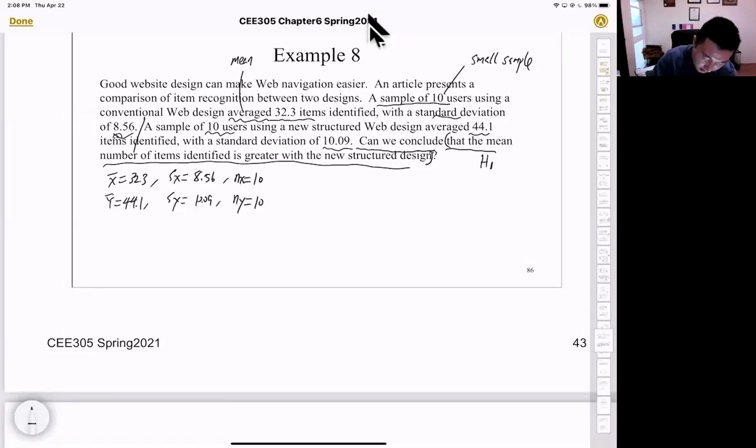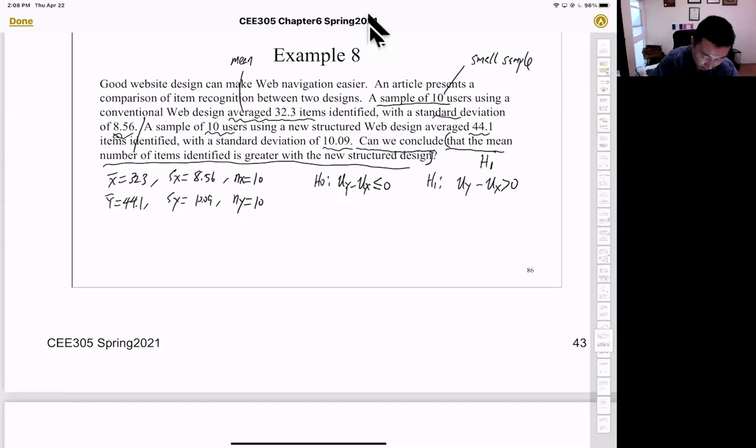And set up the null hypothesis and alternative hypothesis. So the alternative hypothesis: the mean number of items identified is greater with the new structure design, which is mu y minus mu x larger than 0, equal to mu y larger than mu x. So this is H1. Then H0 will be the opposite of H1: mu y minus mu x less than or equal to 0.